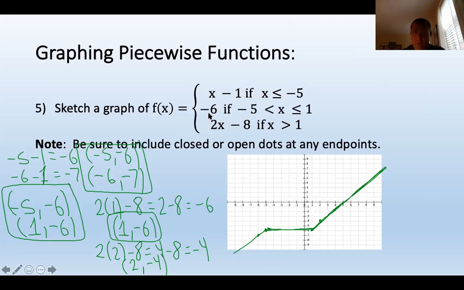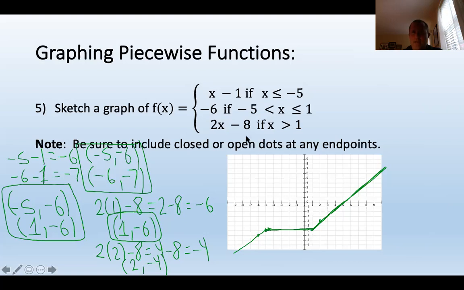-6 is the function when x is greater than -5 and less than or equal to 1. Now, -6 doesn't have an x in it. That's just a horizontal line because it's in the form of y equals -6. So just go where y is -6 and plot a horizontal line from x equals -5 to x equals 1. And that's right here. So -5, there's 1, and the y-coordinate is always -6. It's a horizontal line from -5 to +1.